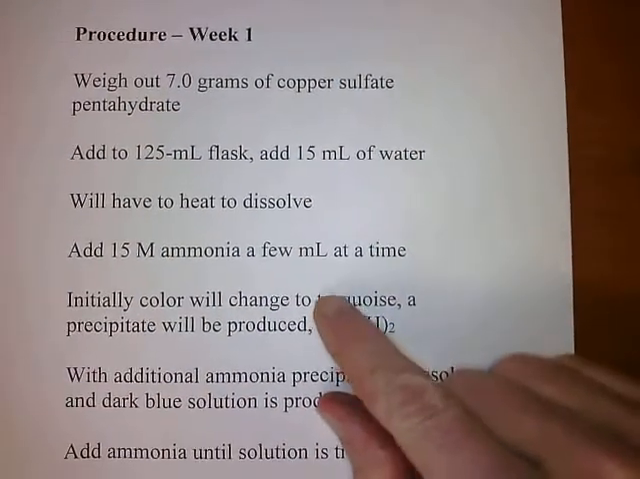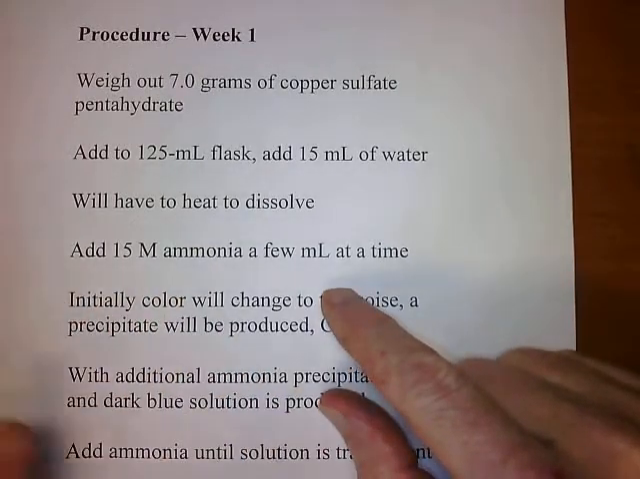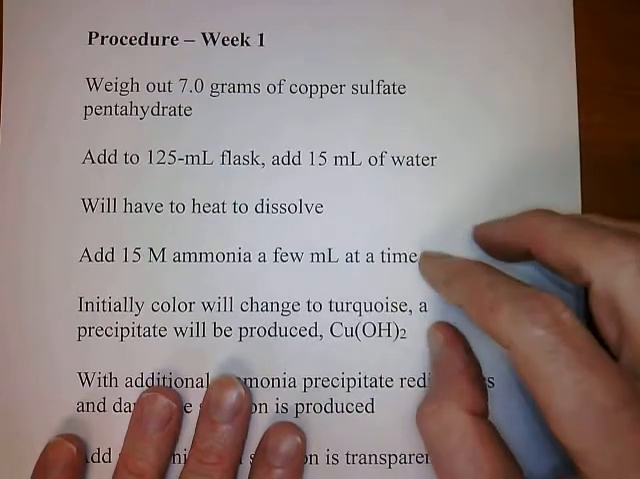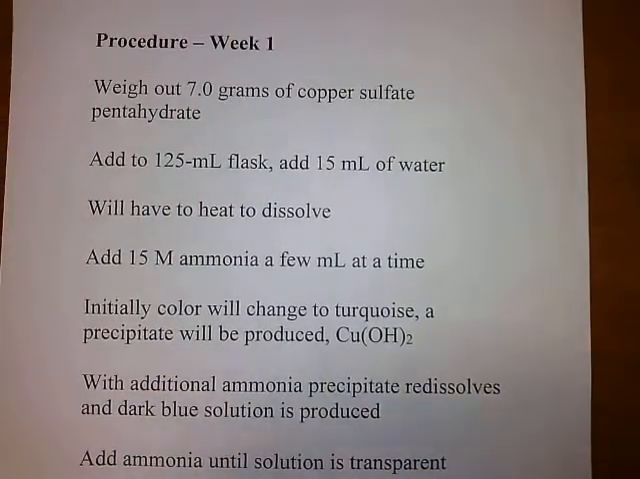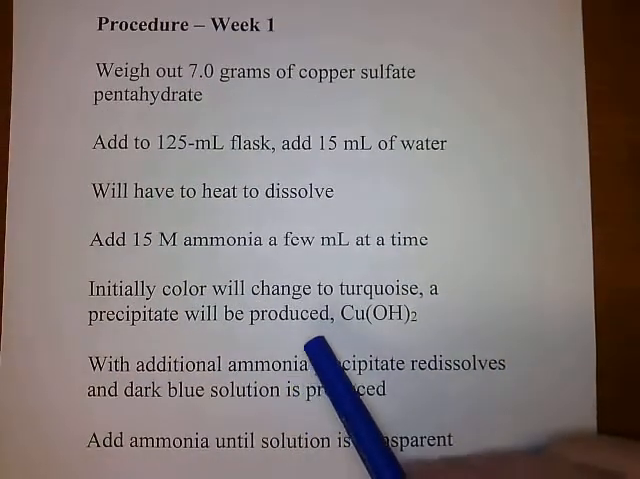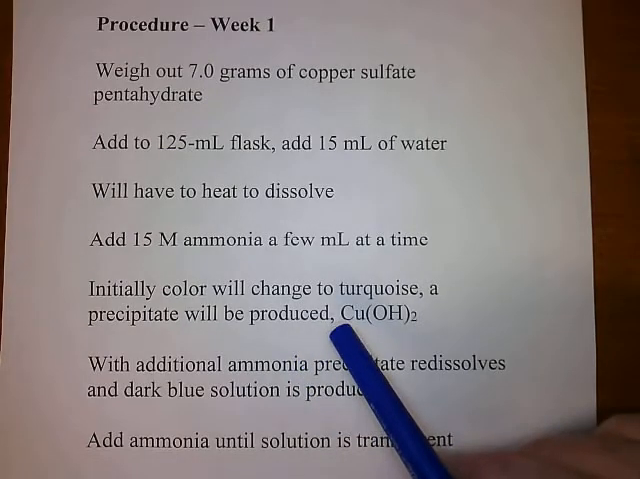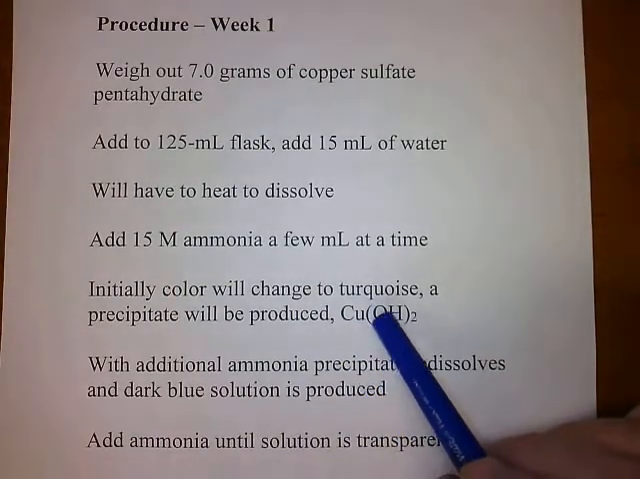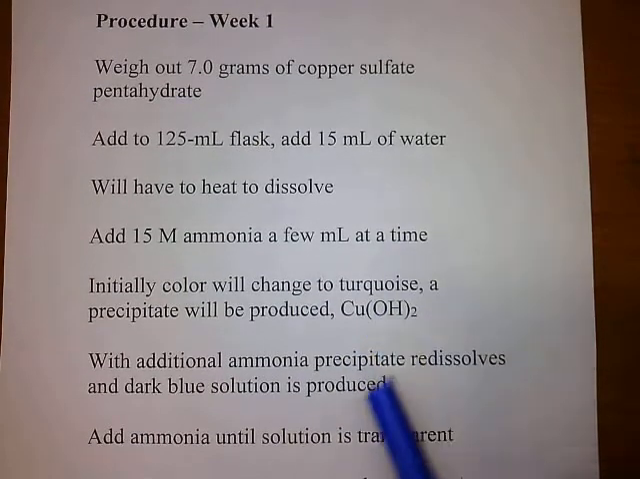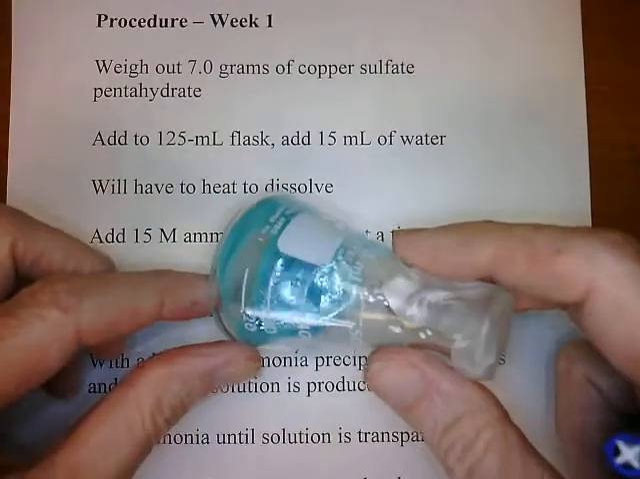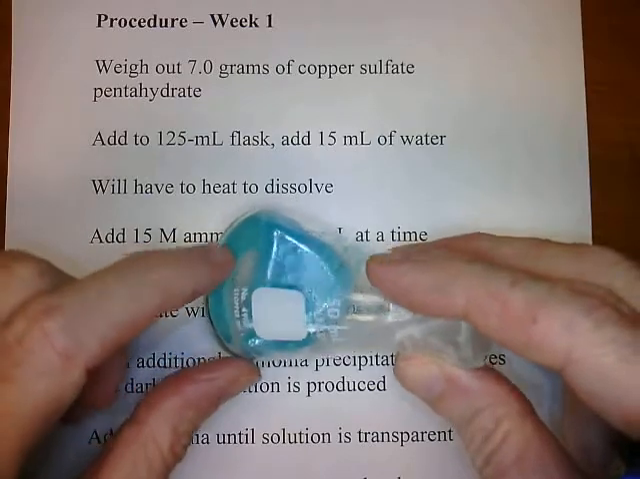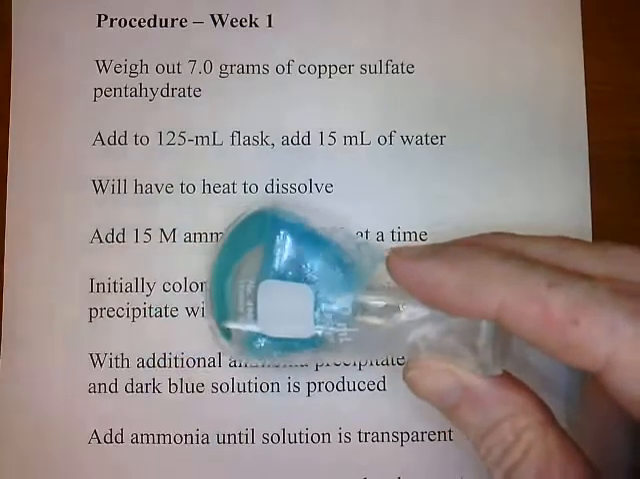So you're going to start adding 15 molar ammonia, a few mL at a time, and you're going to go through a whole series of color changes here. The first thing you'll see is it's going to change to more of a turquoise color. That is the production of copper hydroxide, so that's going to look like this. The color is definitely different. You can see that there's a precipitate in there.